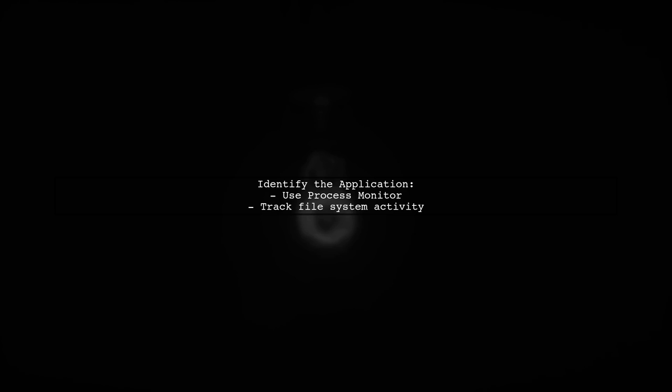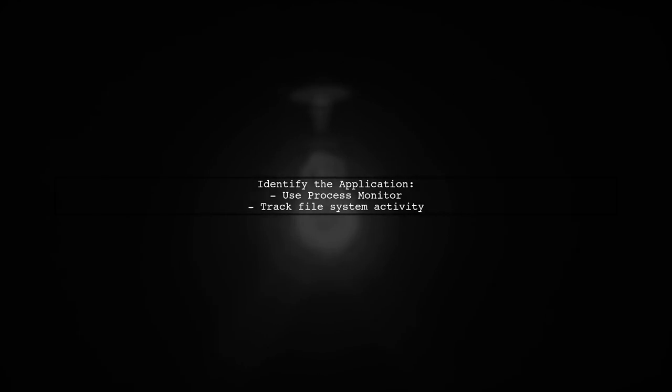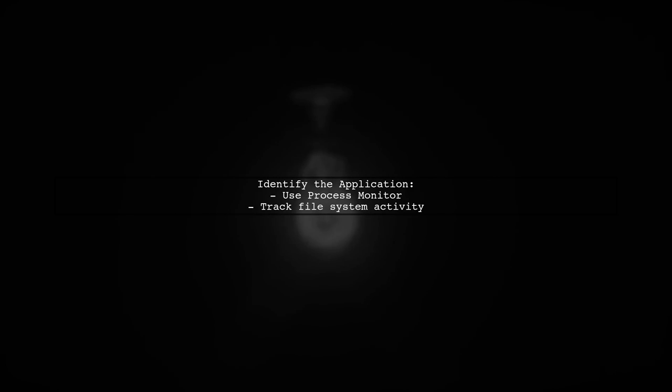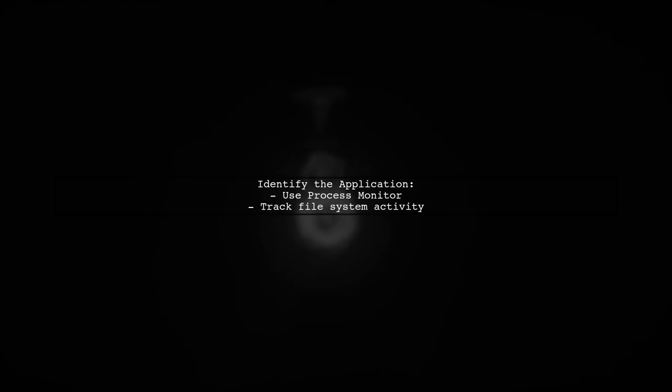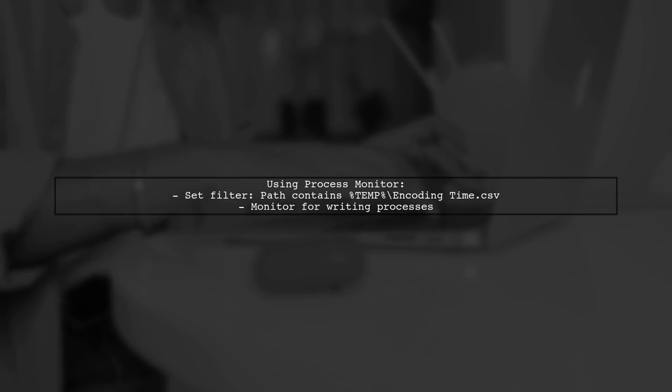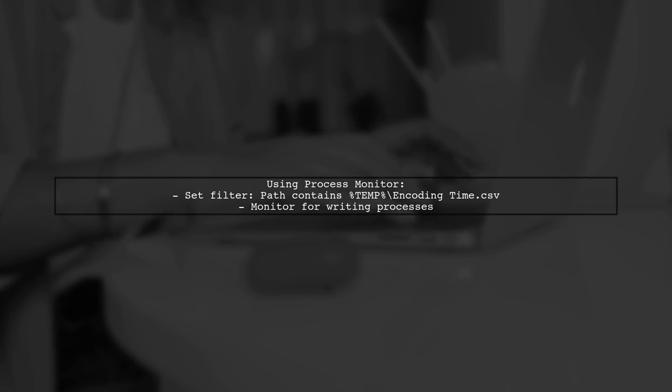To identify which application is writing to this file, you can use tools like Process Monitor from SysInternals. This tool allows you to track file system activity in real time. Once you have Process Monitor running, set a filter for the file path temp encoding time CSV. This will show you which process is accessing or writing to this file.